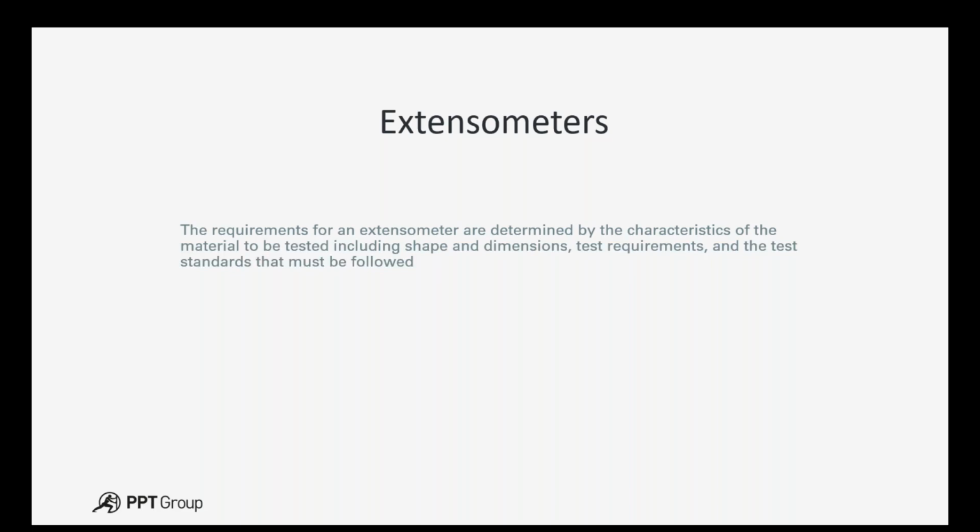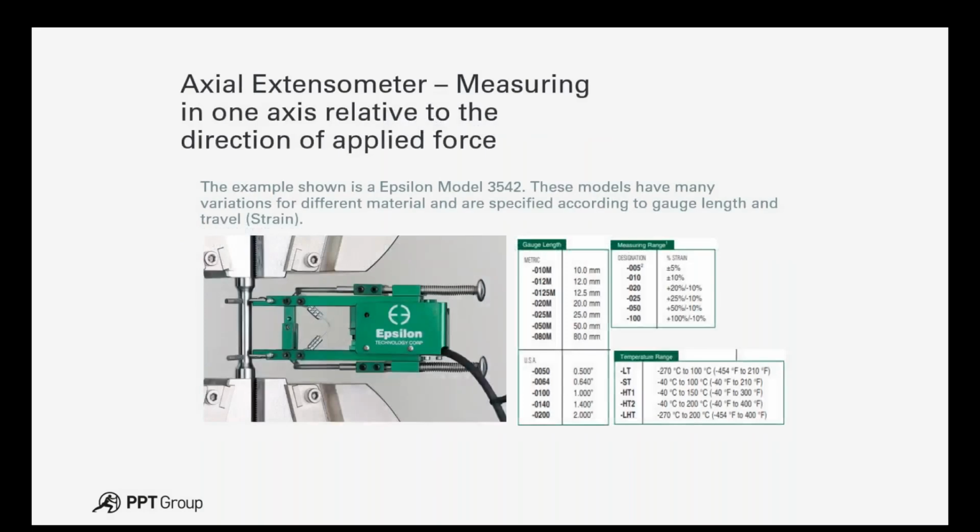Here at Mecmesin, we use a company called Epsilon Corp, very well known globally, and they make all different types of extensometers. Really one of the most common ones that we use in the materials testing world for tensile testing is an example there, the 3542 extensometer. And these are clip-on extensometers. You physically attach them to the sample.